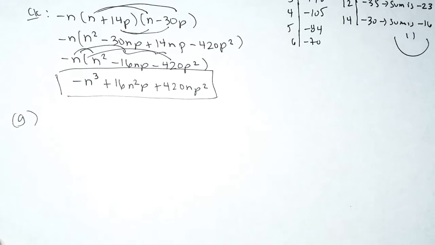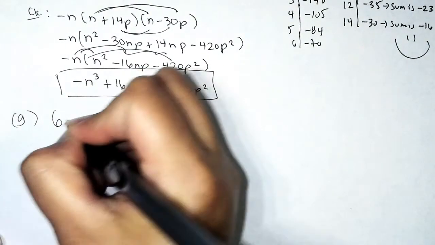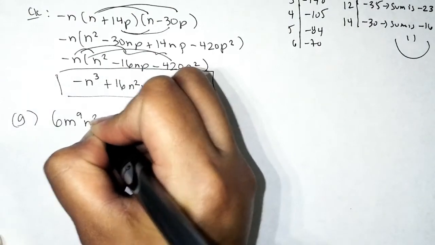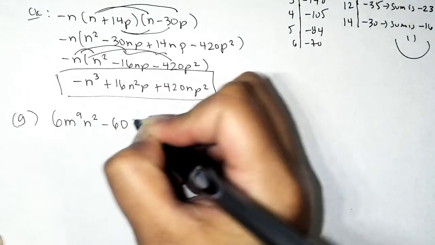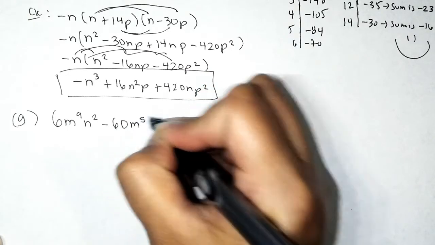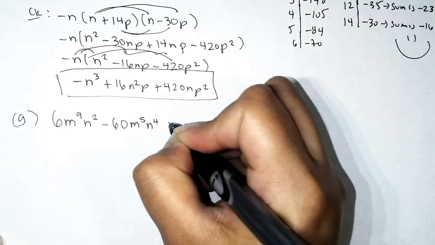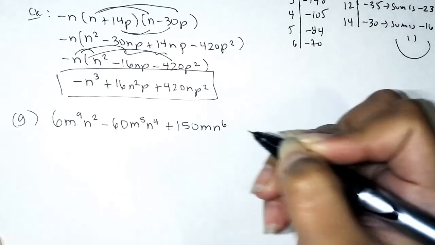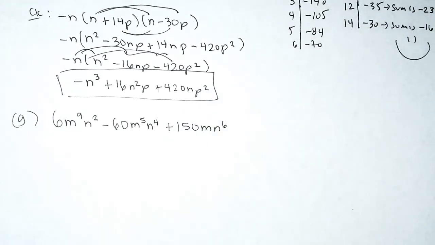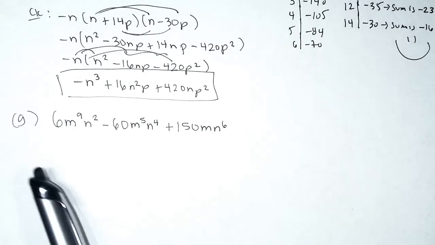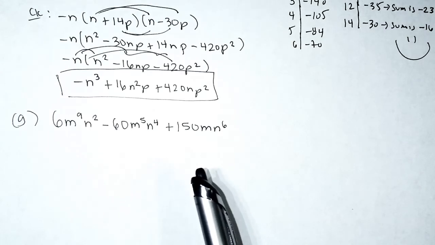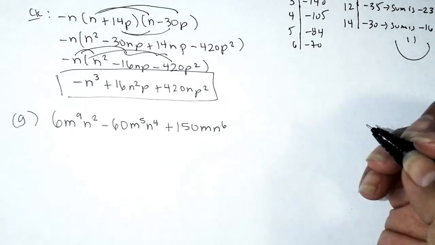All right, problem G. We have 6 times m to the 9th n squared minus 60 m to the 5th n to the 4th plus 150 m n to the 6th. Okay, hopefully I said that right. First thing we're going to do is watch out for common factors. 6, 60, and 150 are out of my comfort zone, so I'm totally going to use the ladder. Okay, so reference from an earlier video.